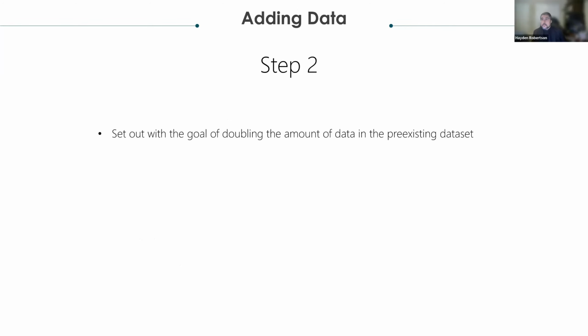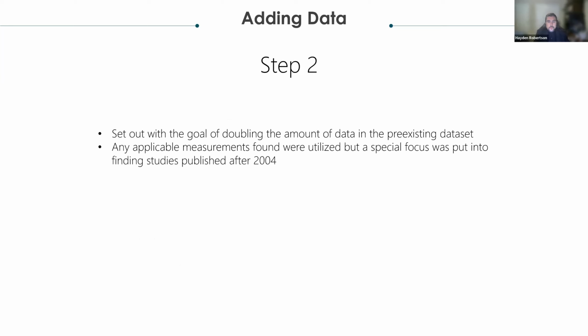So my second step, I personally set out with the goal of doubling the amount of data that we had in the pre-existing data. It sounded good. It sounded fun. It felt like a good benchmark, a good metric for quantifying my contributions. So that was what I set out to do. I did have some criteria. I used any applicable studies that I could find using methods that worked for what we were doing. But I did put a very specific focus on publications from 2004 to present day, because the data that we had up until that point only went up to 2004. So I wanted to add more recent studies. That's where the majority of my effort was focused.